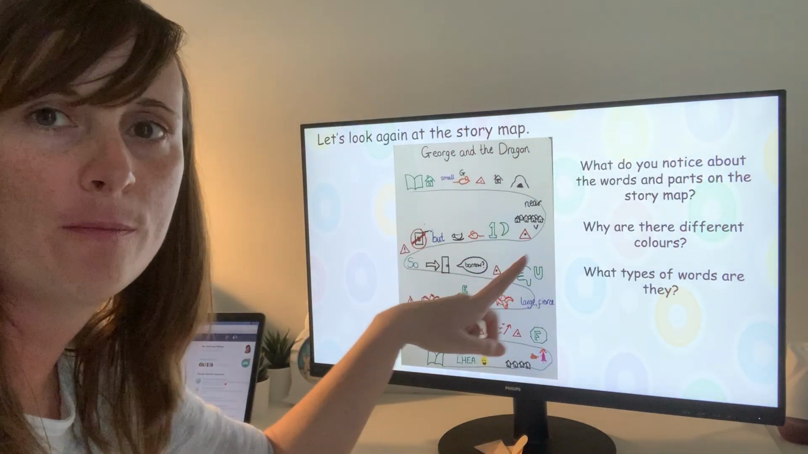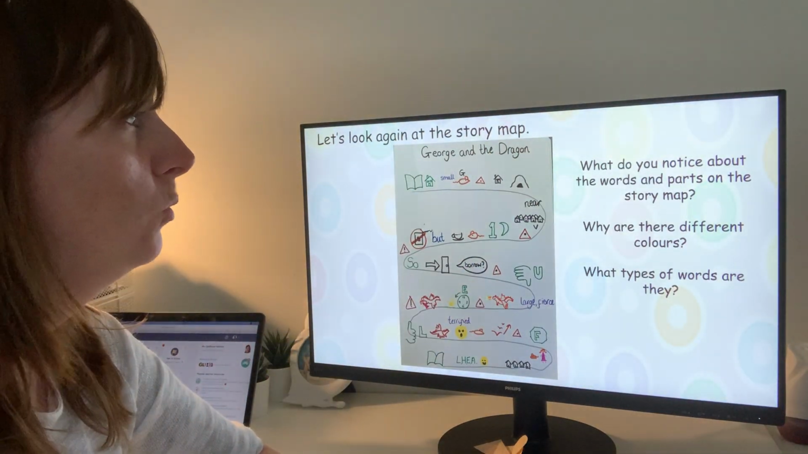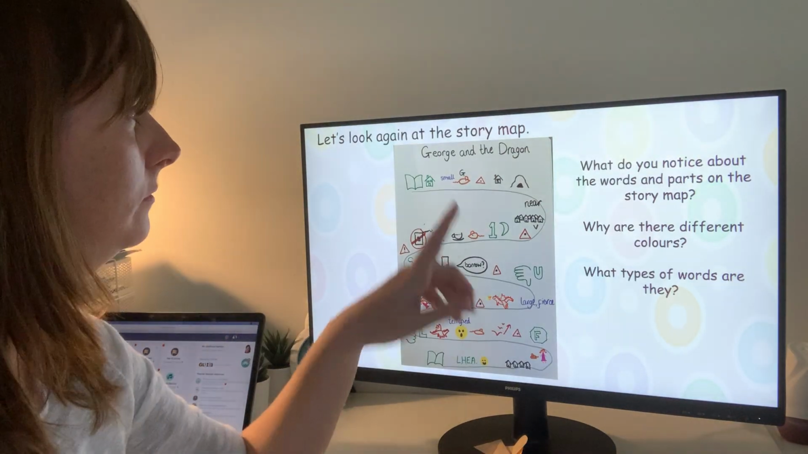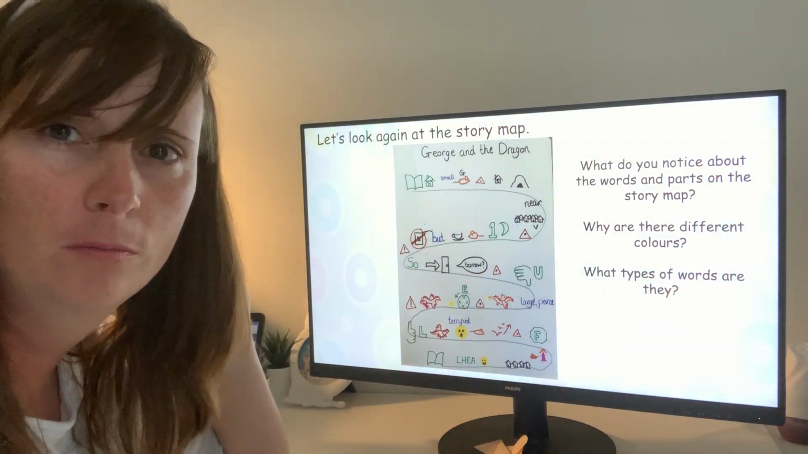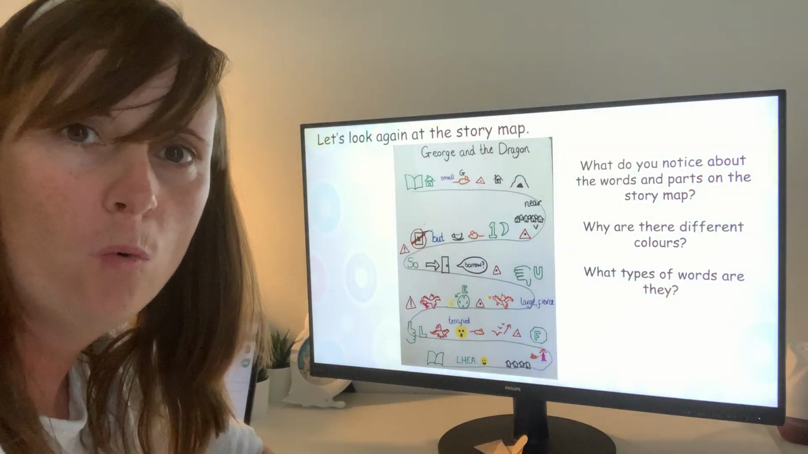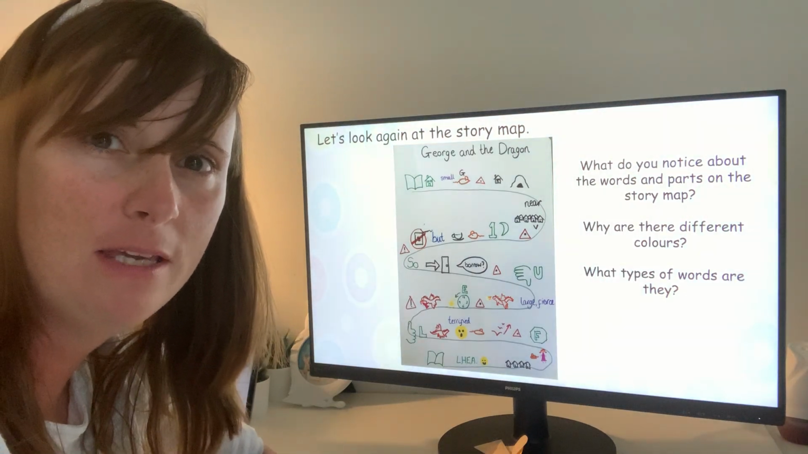Now, after you've done that, we're going to have a look at our story map. As I said, this is the story map I've drawn to match our story. Now, what do you notice about the words and the parts on the story map? What can you notice about them? That's right, there's some different colours. Why do you think there are different colours? What parts of the story could they be?